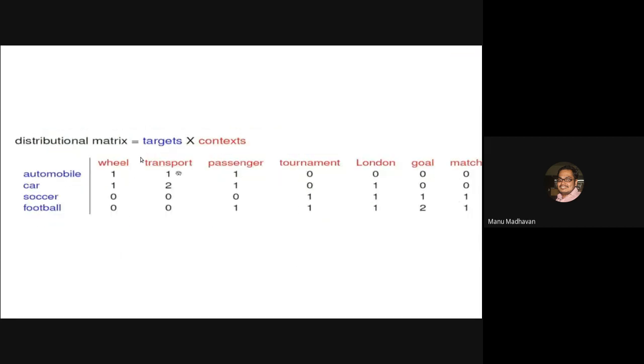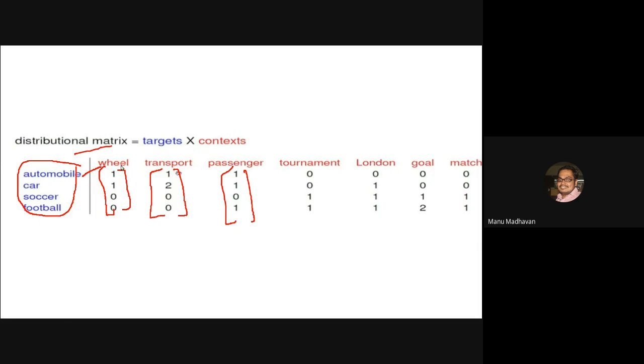So suppose you are taking automobile: how many times do automobile and wheel occur in a sentence? Or automobile and transport, automobile and passenger, automobile and tournament. So for each word, say wheel can be represented as a 4-dimensional vector 1100, transport can be represented as 1200, passenger can be represented as 1100. So with respect to these four context words, we can represent each term in the vocabulary as a four-dimensional vector, just taking the count of co-occurrence, how many times the word co-occurs with the context. So this is one way. So 1100 is the representation of wheel.